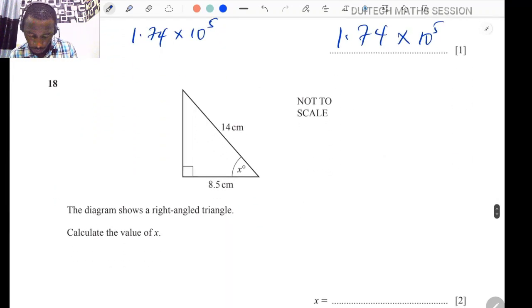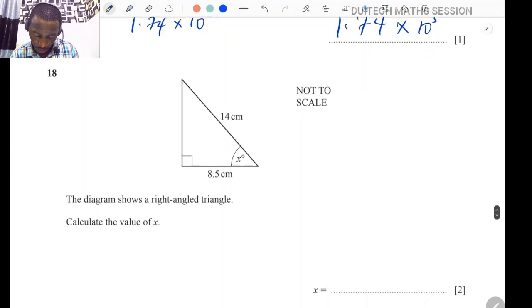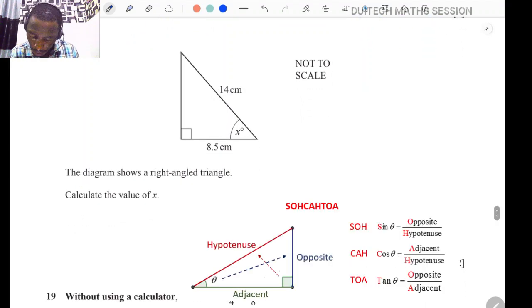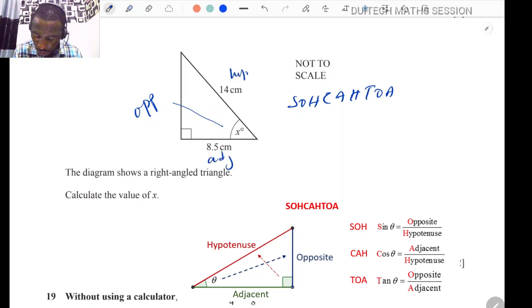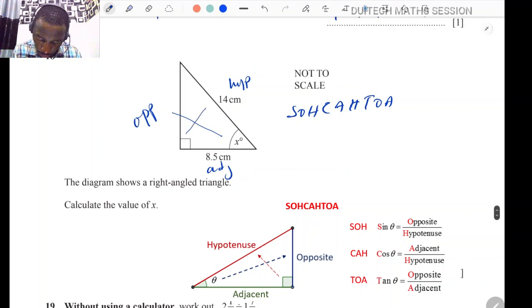The question now says the diagram shows a right angle, and we have to find x. So here you're going to remember SOHCAHTOA, because whenever you see a triangle, please bear in mind that SOHCAHTOA is very important to at least start with in working out what the solution will be. Since I have the angle here as x, where the angle is facing is my opposite, where the x side is facing is my adjacent, and where the 90 degree angle is facing is my hypotenuse.